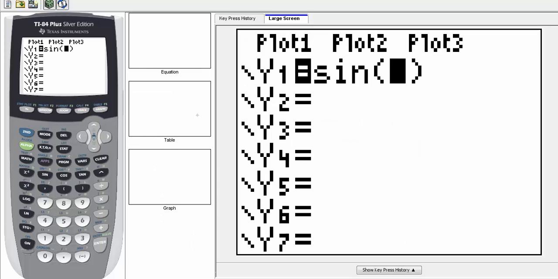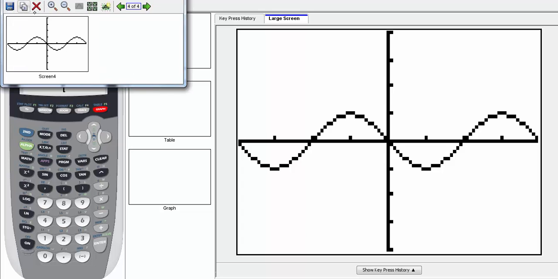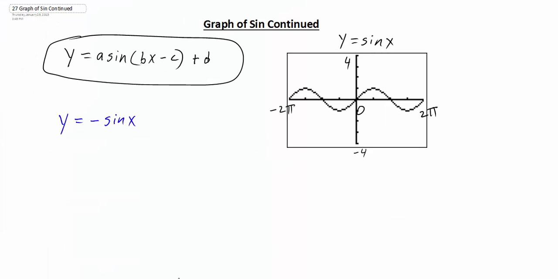So if I go to our sine function here, I'm going to type in negative x. And again, make sure you use the negative key, not the subtraction key. And notice the graph now, if we focus on the origin, what's happening with the graph. So let me copy this over so we can compare this.